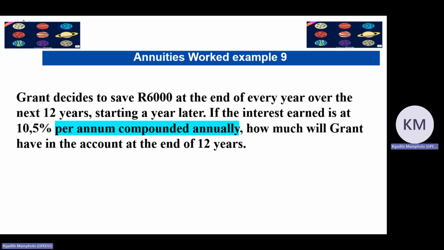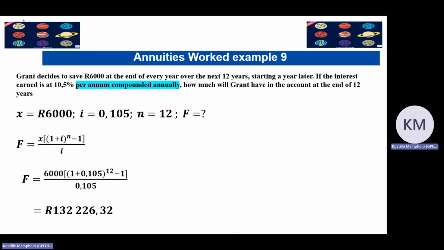Compounding period annually, it means this is the effective rate. So N will just be 12 because it started a year later. So it means no time period, no payment was missed. So our X will be our fixed payment, then I will be 0,105. We don't divide by anything because it's compounded annually, because it's the effective rate. Then we substitute, then you get the answer. This means that in the 12 years period, Grant will accumulate 132,226 rand 32 cents.